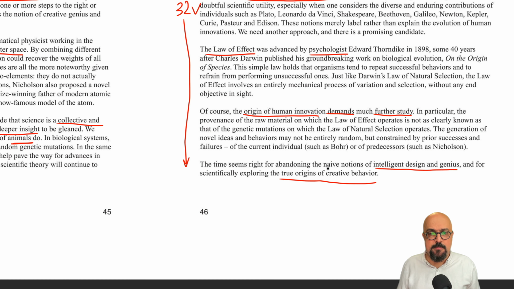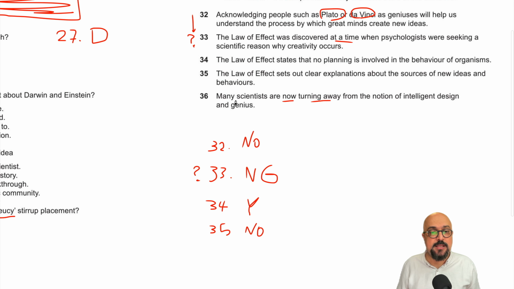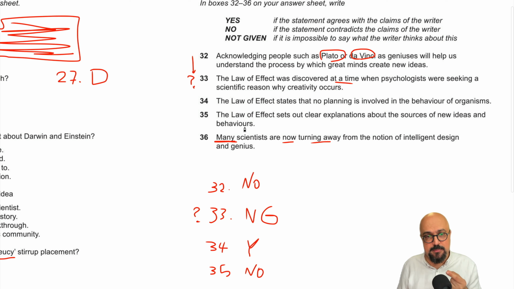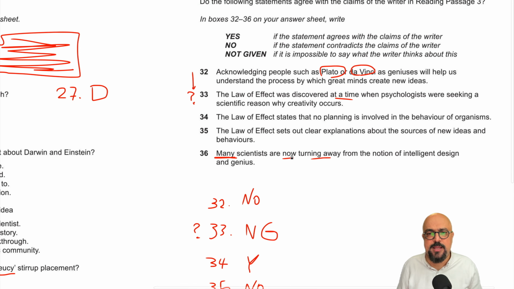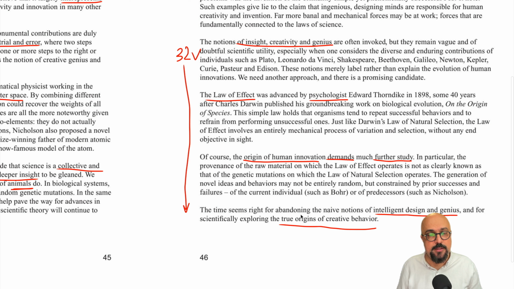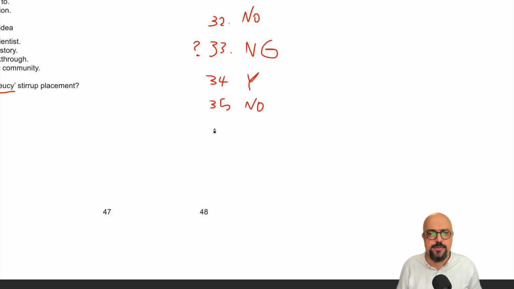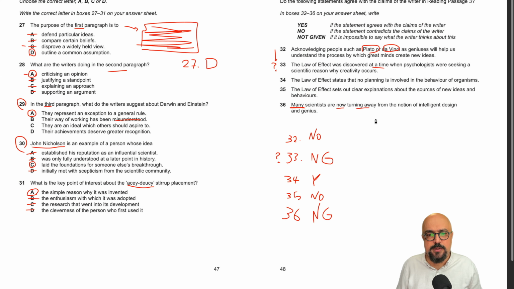But we don't really know if there are many scientists. Oh, that's a big claim. Look, if the question makes a big claim like this, like many scientists are now turning away, this is not really the information we have. We have this information that says the time seems right for abandoning. Okay, fine, it's the right time, but are there many scientists doing so? No. 36 would be not given, or NG, right?